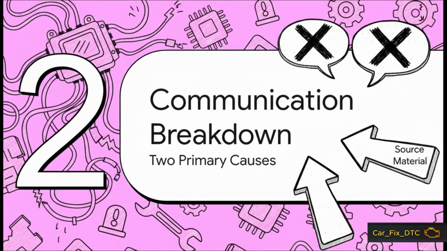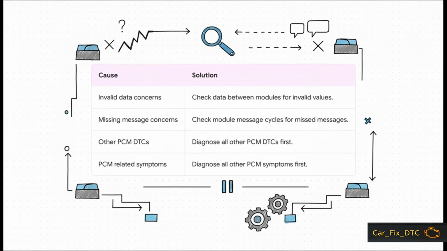So, what's actually causing this communication breakdown? Well, it pretty much boils down to two main culprits. Let's take a look. This table really lays out the whole landscape for us. Now we're going to come back to those bottom 2 points in just a minute because they are super important. But first, let's focus on the two big communication problems at the top: invalid data and missing messages.